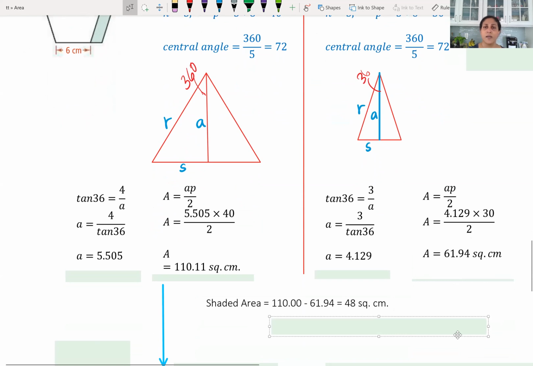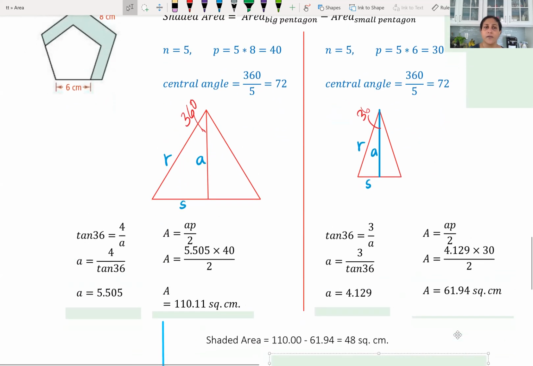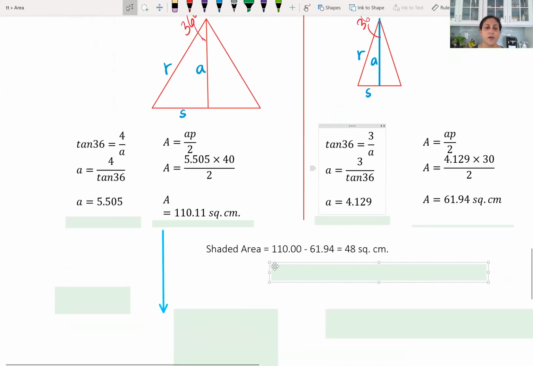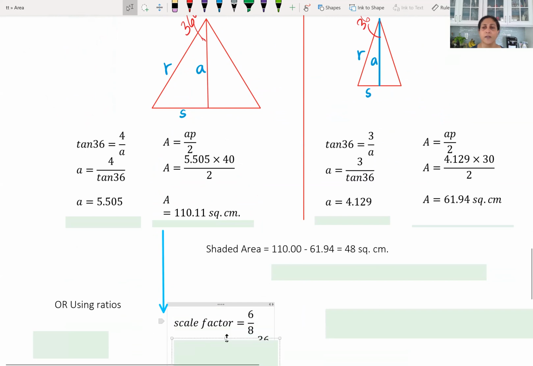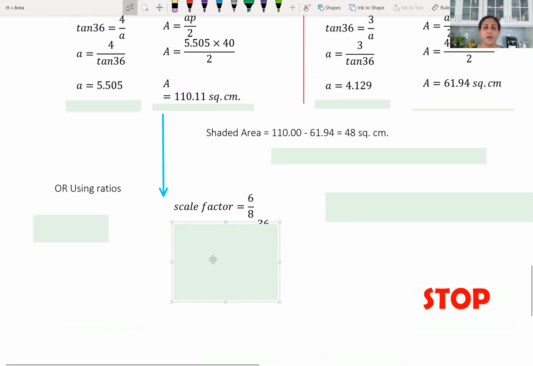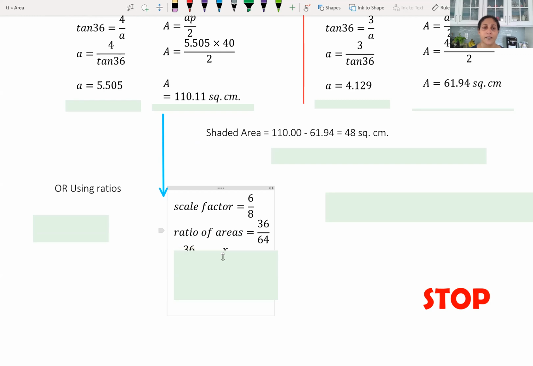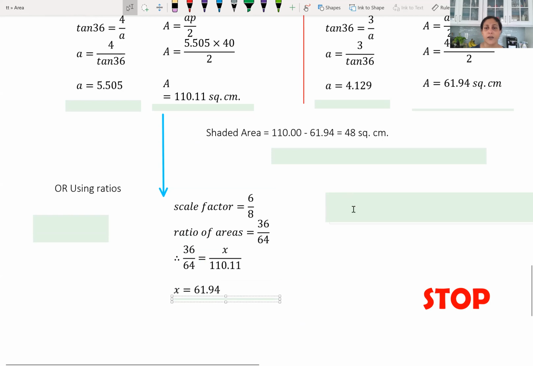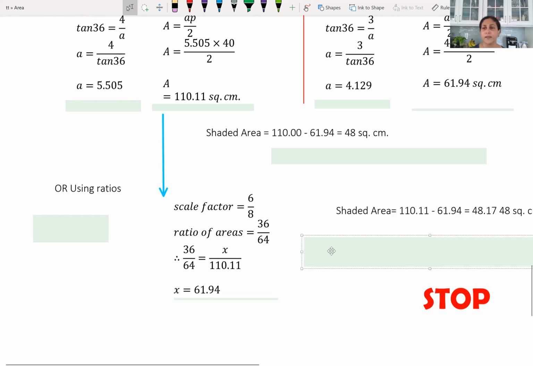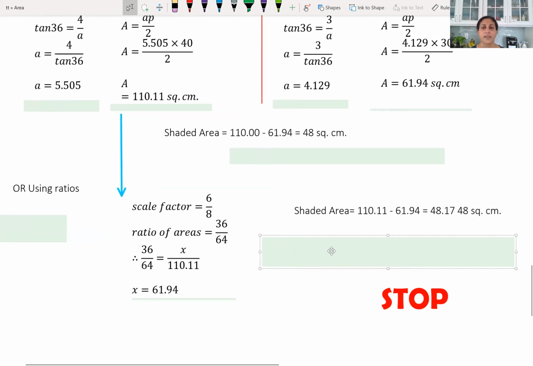Now, another way to do this would be to find the area of the larger pentagon on the left, and then use the ratio of the areas. So we know that the scale factor is 6/8. So the ratio of the areas is going to be 36/64. And you just found the area of the larger pentagon. And so you can solve this and you get the same answer. Now you're going to do your subtraction. And the final answer is 48 square centimeters.